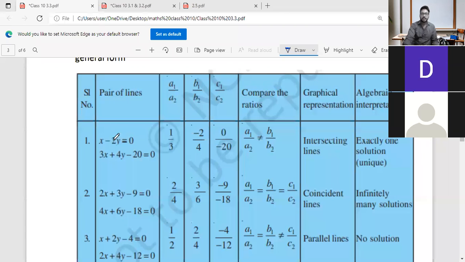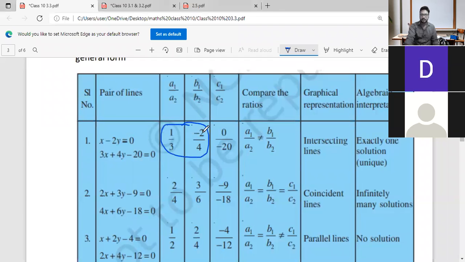See, the pair of lines. Consider this pair of lines. What is a1? a1 is 1 because it is the coefficient of x. So 1 divided by a2, which is 3. 1 by 3. Similarly, b1 by b2, that is minus 2 by 4, and the next is 0 by minus 20. We are comparing the ratios. We can see that a1 by a2 is not equal to b1 by b2. It is clear, it is evident.